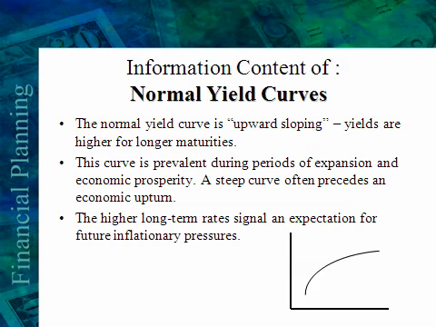The normal curve is upward sloping. Yields are higher for longer maturities. This curve is prevalent during periods of expansion and economic prosperity. A steep curve often precedes an economic upturn. A higher long-term rate signals an expectation for future inflationary pressures. So you could see how that would work in an economic expansion. The market assumes in this period of growth that there will be future inflationary pressures.